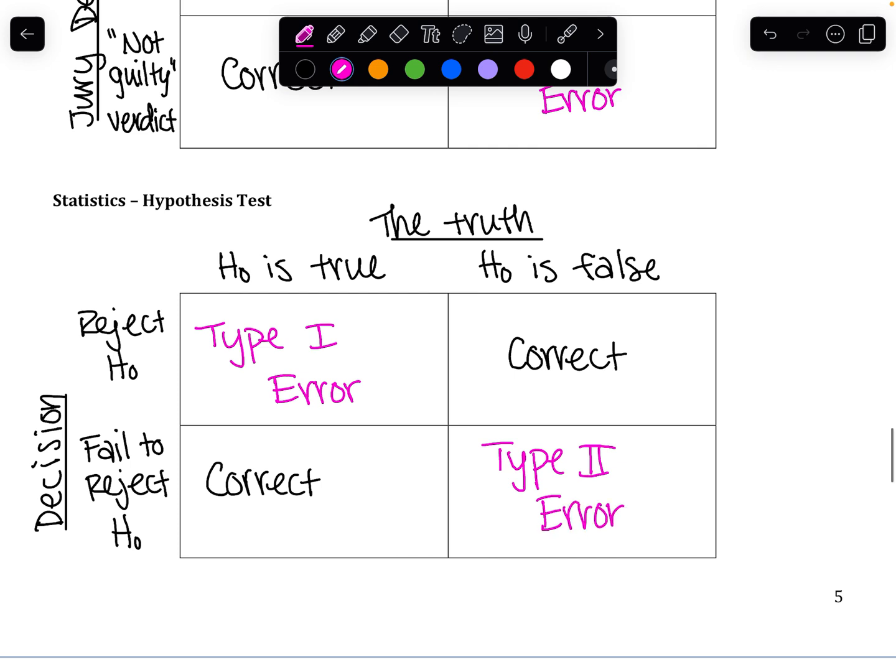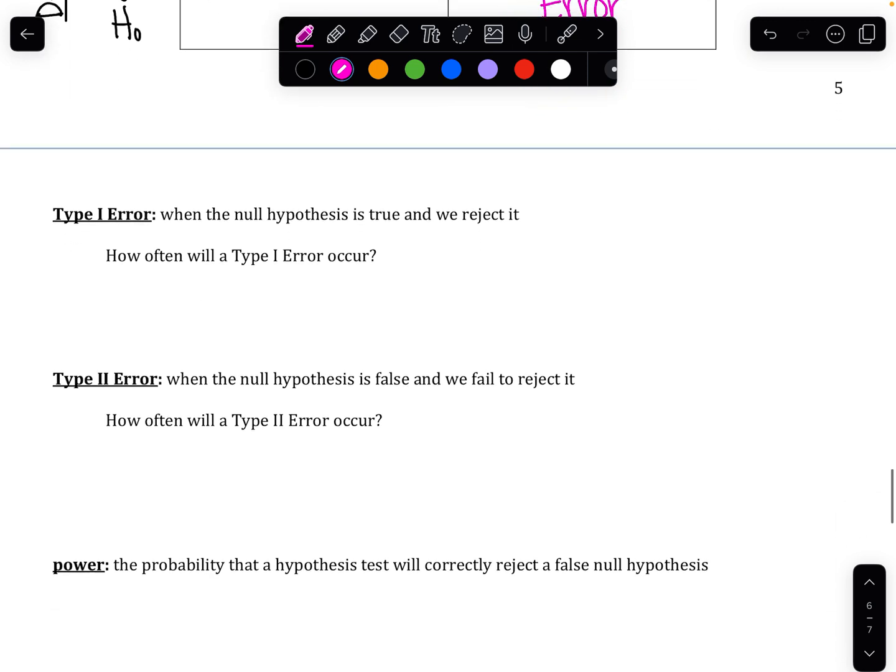Okay? So, here's the definitions again. When the null hypothesis is true and we reject it, that's a type 1 error. Remember, we won't know if it's true or false. It's a risk we're taking.